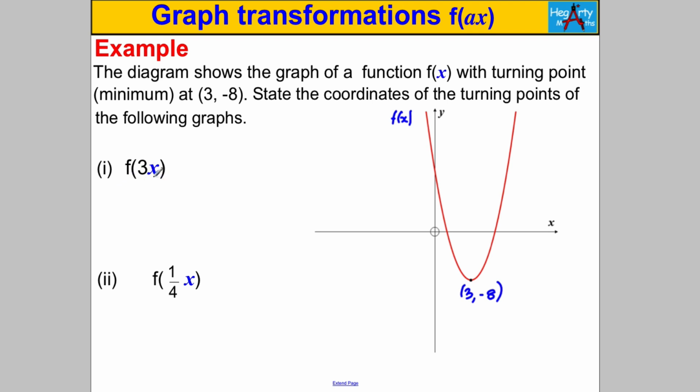F of 3x. This, remember, represents a squash by a factor of 3 in the x direction. We are going to divide the x number by 3. So I'm going to divide this 3 by 3, and I'm going to say that its minimum is therefore at 1, negative 8. This one here represents a stretch by a factor of 4 in the x direction. Okay, so if its minimum or turning point was at 3, negative 8, I'm going to multiply this 3 by 4, and I'm going to say that the turning point in this case would be 12, negative 8.